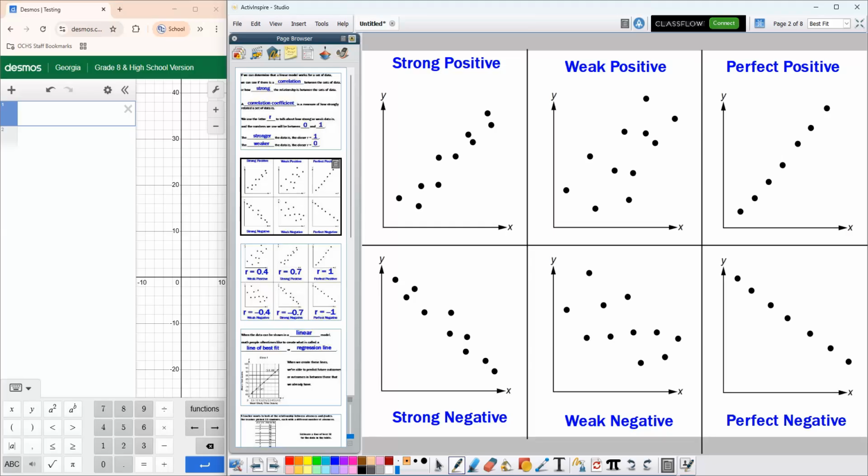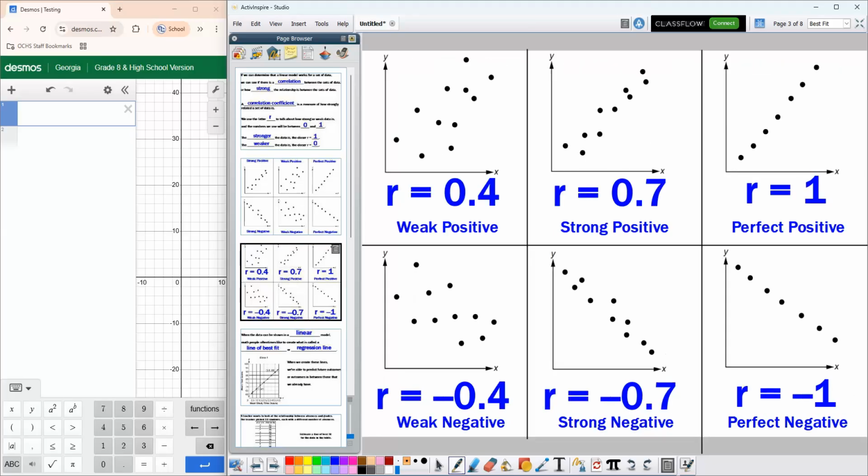So we have some scatter plots right here. We can tell we could draw a line through those. Those would be linear. And over on the far right, we have perfect positive and perfect negative. Those are pretty much straight lines. And over on the far left are strong positive and strong negative. It's not perfect, but those dots are really close together. Weak positive and weak negative, you can tell weak positive is going up the hill, but they're a little bit more scattered out than the strong one. Same kind of stuff here.